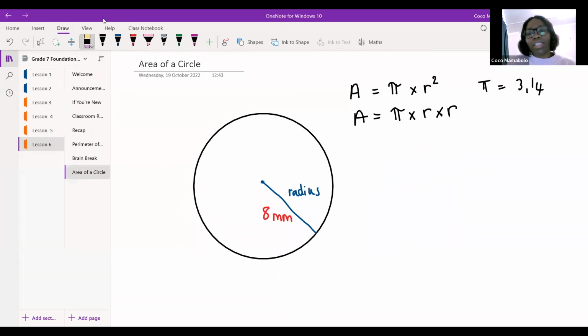And then pop the answer in the chat. I'm going to say area is equal to pi, which is 3,14, times my radius, which is 8, times my radius, which is 8.